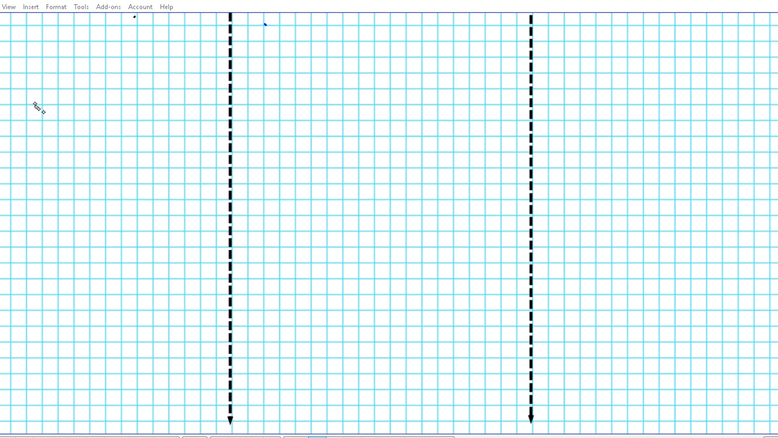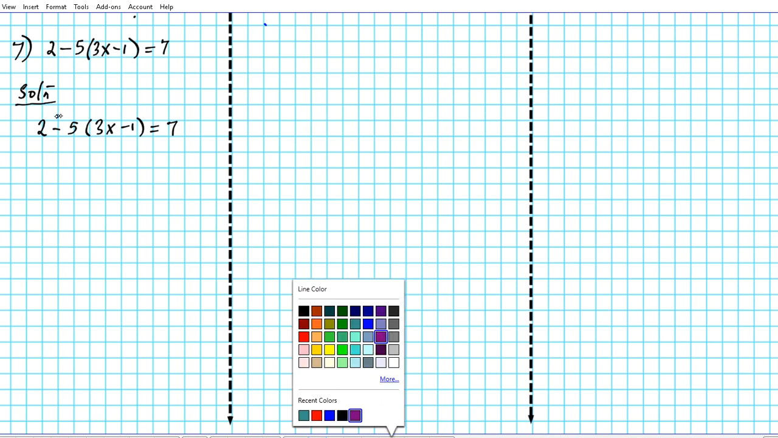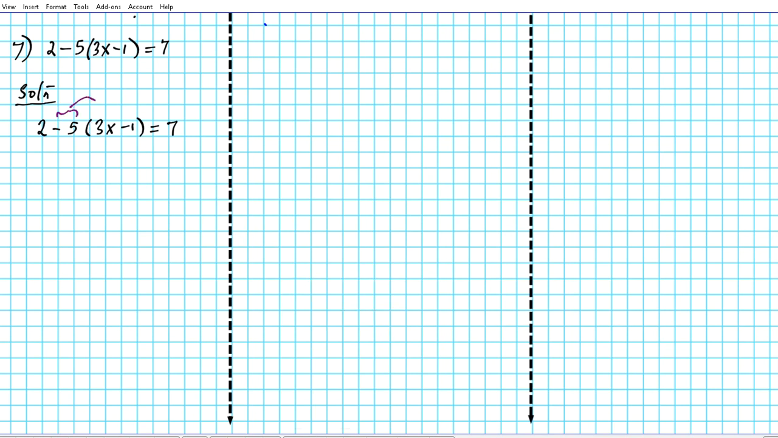Alright, let's take a look at number 7. For number 7, let's say we have the equation 2 minus 5 times quantity 3x minus 1 equals 7. Okay, so to do this, first step, we're going to get rid of the parentheses. We're going to distribute that negative 5. Okay, remember you're distributing this number and the sign, okay, to both numbers here.